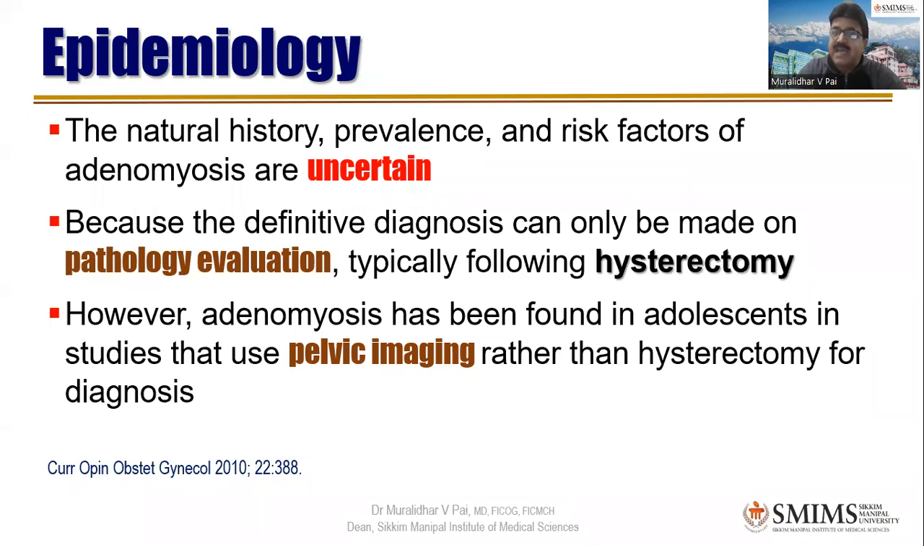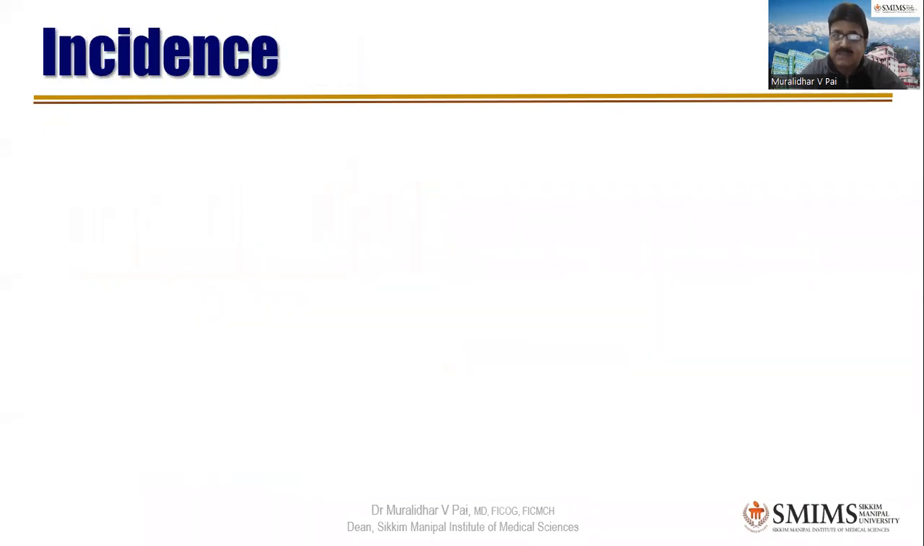However, adenomyosis has been found in adolescents in studies that use pelvic imaging rather than hysterectomy for diagnosis. So, the other day, while talking about AUB, I told you about 8 different findings of MRI or ultrasound. So, you don't have to wait for hysterectomy to prove that it is a case of adenomyosis. There are beautiful pictures that we can see in the ultrasound or MRI, and we can diagnose adenomyosis even in younger ladies or even adolescents.